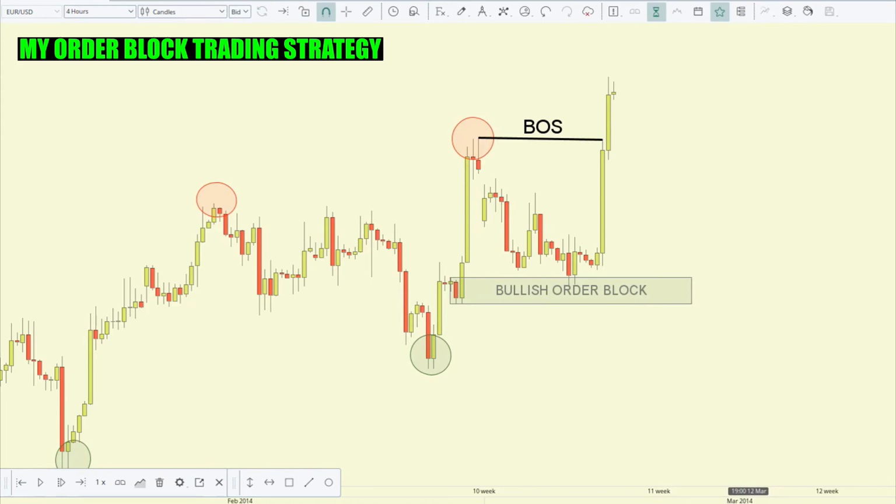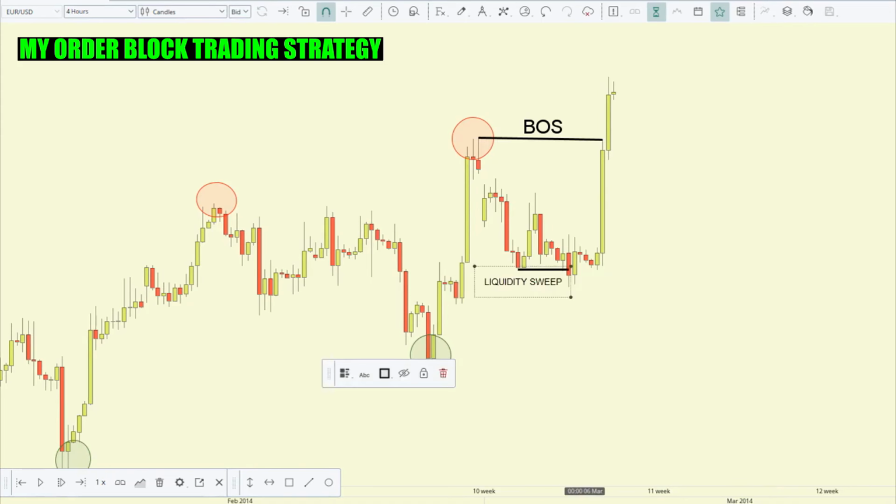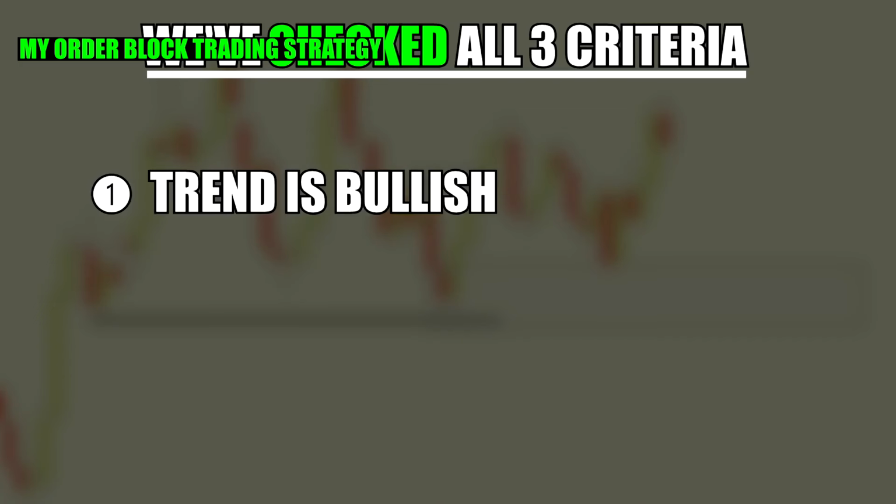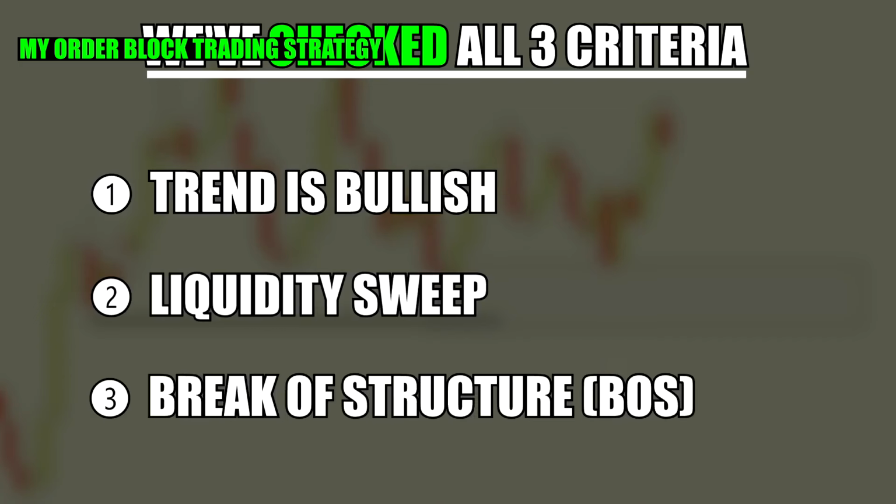Next, look at what happens before price moves higher. There's a liquidity grab. You'll notice price dips into a zone with relative equal lows, essentially sweeping that liquidity and then immediately shoots upward. That final push down before the aggressive rally represents a textbook liquidity run. So at this point, we've checked all three criteria. Trend is bullish. Price has swept liquidity. There's a break of structure within the same price leg. That tells us our order block is valid and falls within the active range we're trading in.